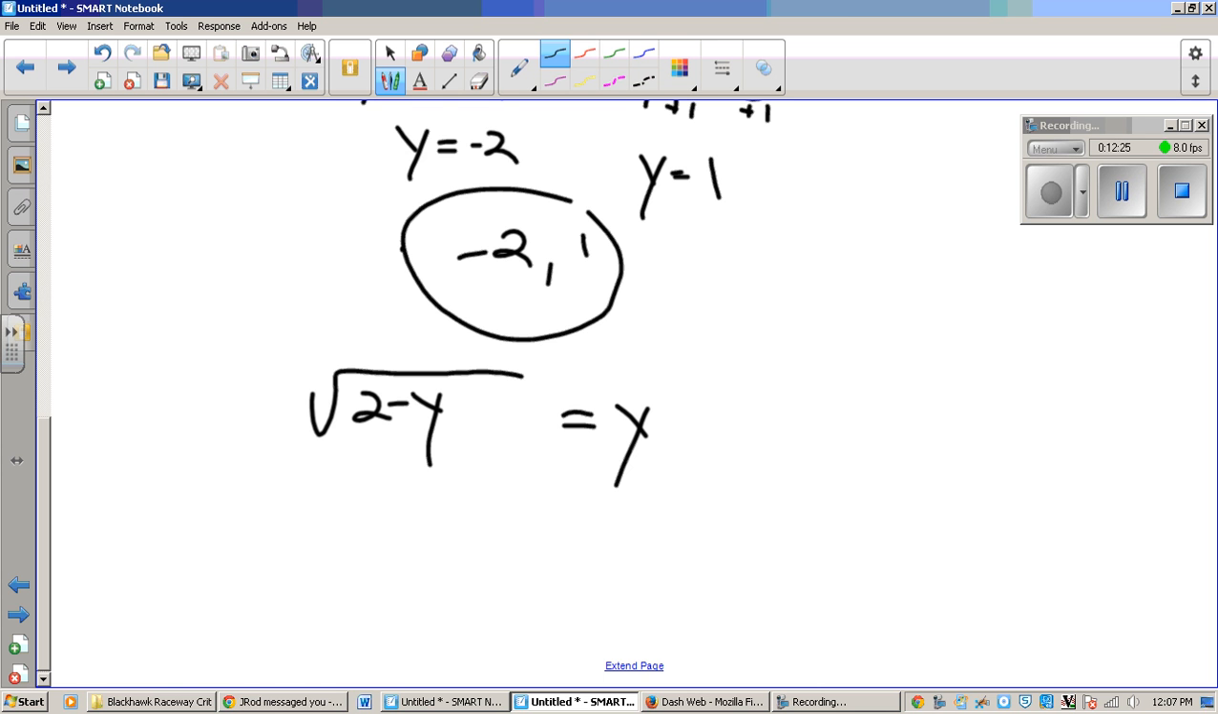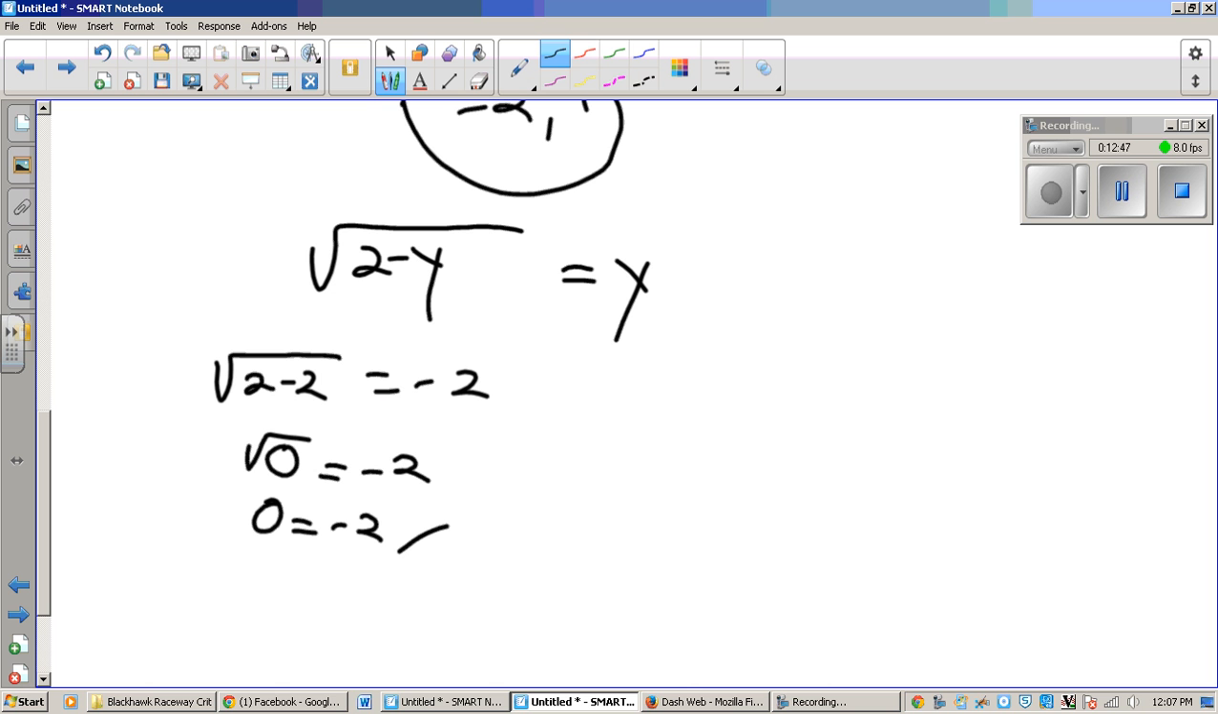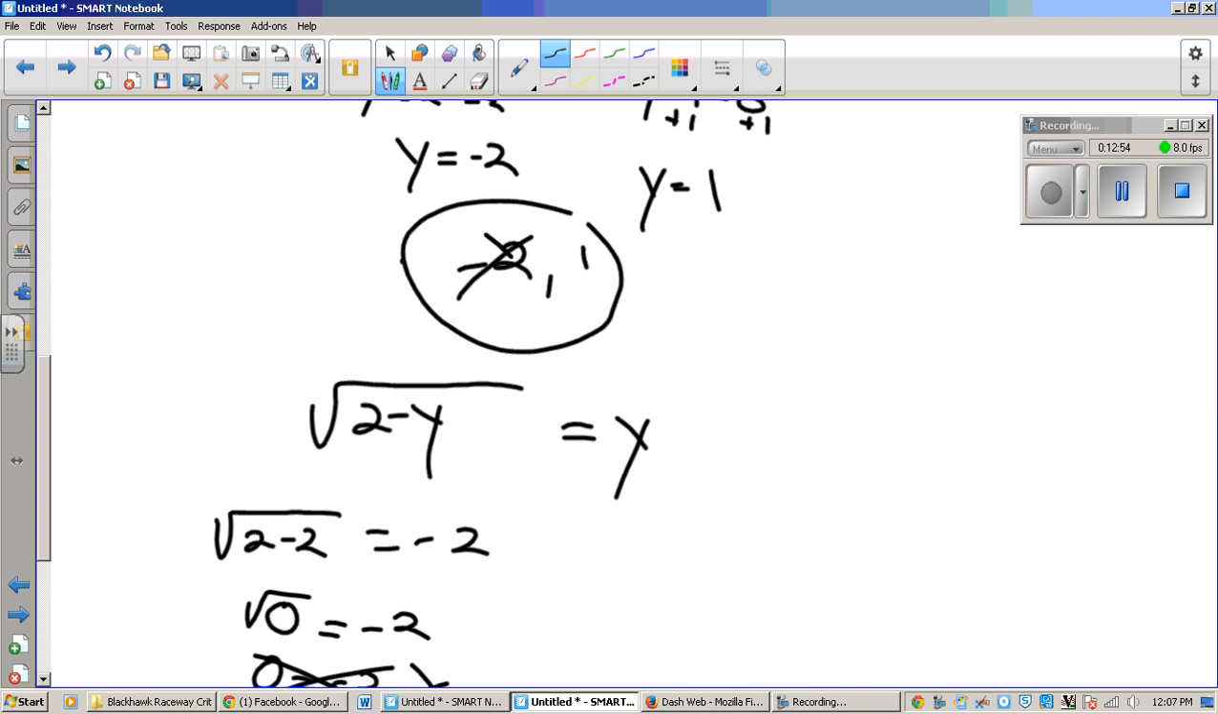So I'm going to do two different things here. I got to put -2 into the equation. So square root of 2 minus 2 equals -2. Well, the square root of 2 minus 2 is 0. Square root of 0 equals -2. Well, the square root of 0 is 0, and 0 equals -2. This solution does not work. -2 is not one of our solutions.